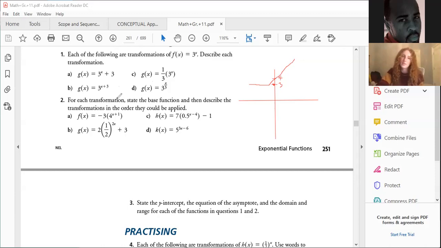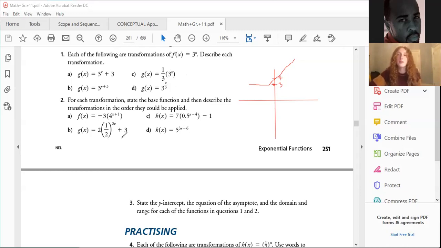The asymptote for C of 1 is going to be y equals 0. My range is going to be anything above 0. My domain is going to be any real number. And my y-intercept is going to be 1/3. Okay. Can you move to question number 2B, please?